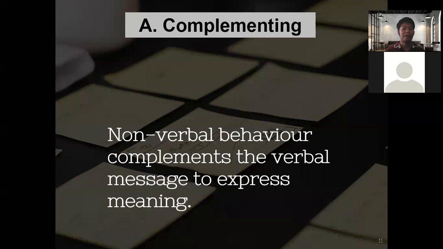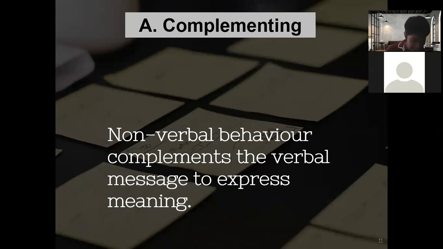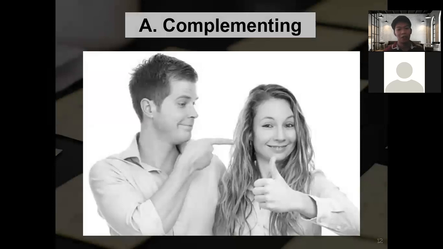First is complementing. Nonverbal behavior complements the verbal message to express meaning. Complementing can be employed, especially if you agree to something, such as others' ideas or notions or statements. For example, nodding, say yes. Okay, for this one, thumbs up. In our culture, thumbs up means you agree or you're okay, which means that you complement.